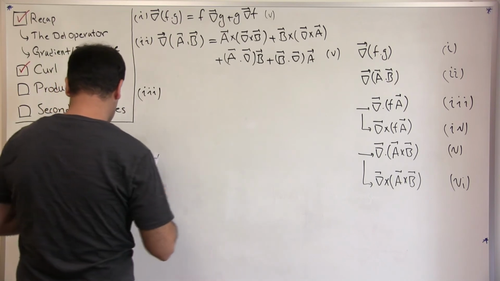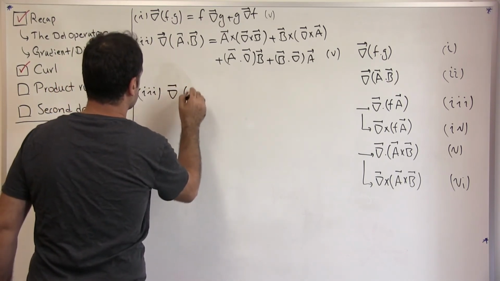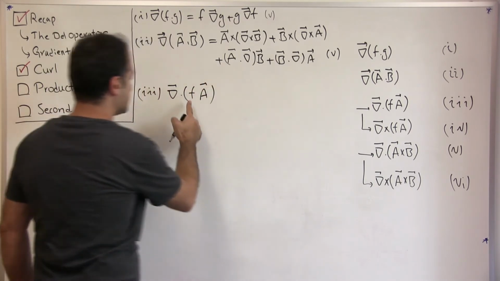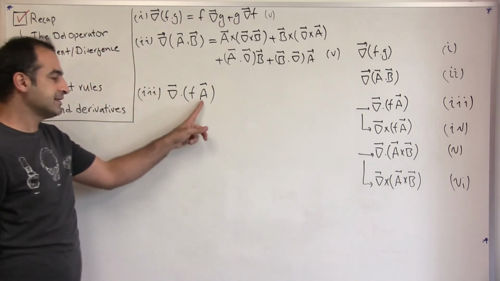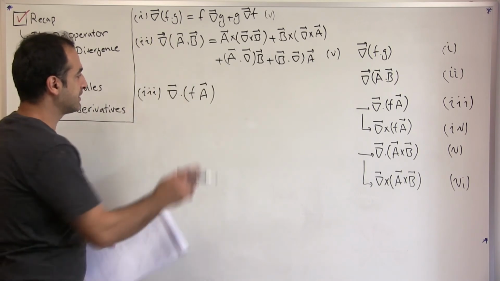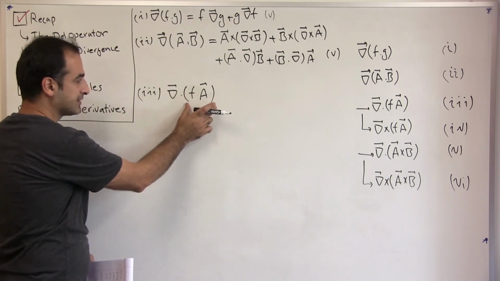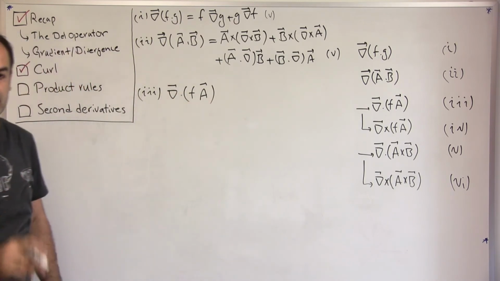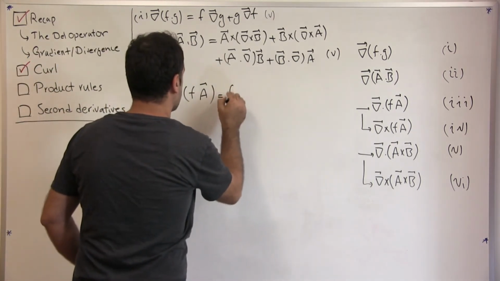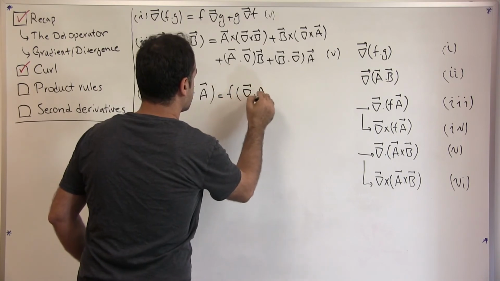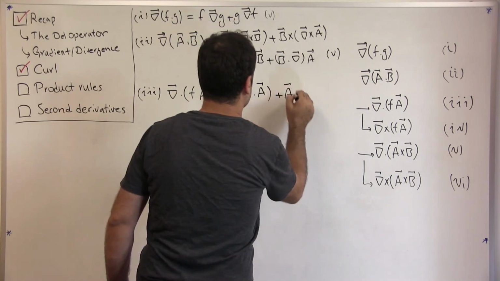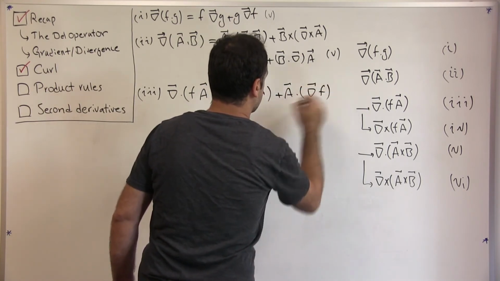is the divergence of f times A. f is a scalar field. A is a vector field. The combination in the parentheses here is a vector, and divergence of that should be a scalar. Okay. So divergence of this is f times divergence of A, plus A dot gradient of f.